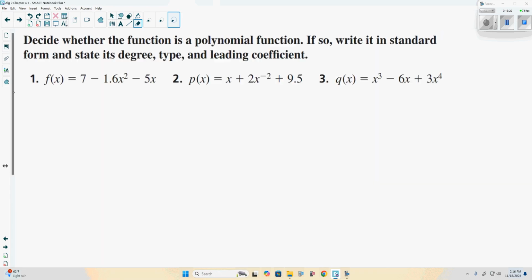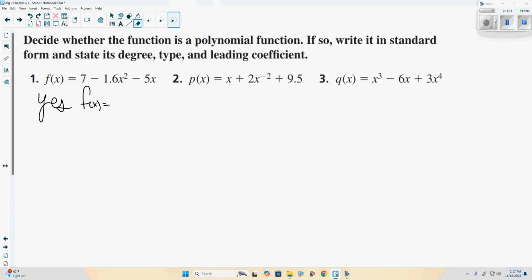Let's look at 1. Is 1 a polynomial function? Yeah, we could go through the whole checklist. None of them show up. So yes, this is a polynomial function. I'm wanting to say the type.